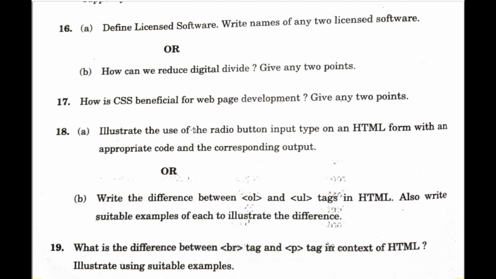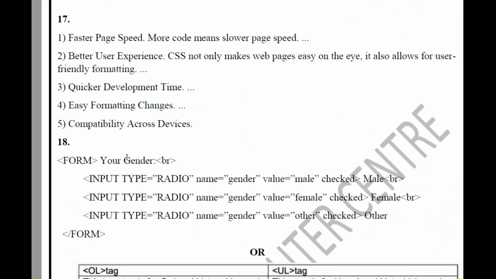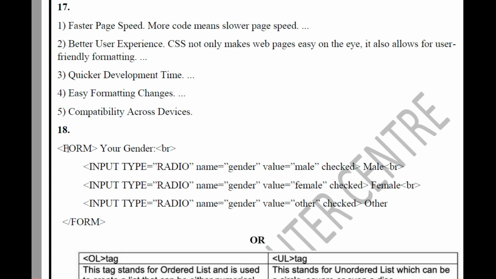Next is to illustrate the use of the radio button input type on an HTML form with appropriate code and the corresponding output. For that, we have written an example of the radio button here. Form, your gender and BR, input type equals radio, name we have to make a group, so we have written name gender, value male, and checked because we want to check it. Here one error is there, do not follow this, because here we have to remove this checked, and this should be deselected. So students, only one checked is there, do not focus on the other two checked.